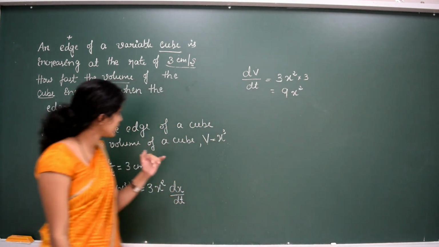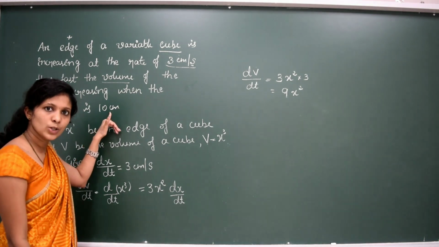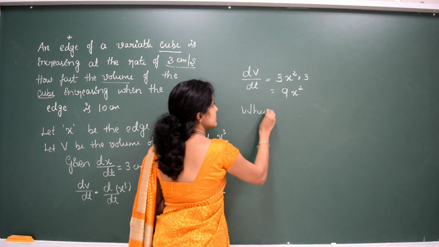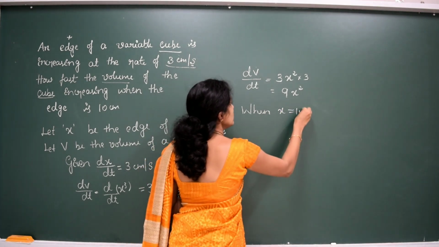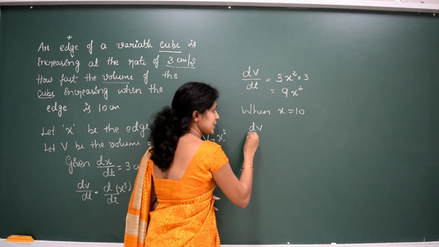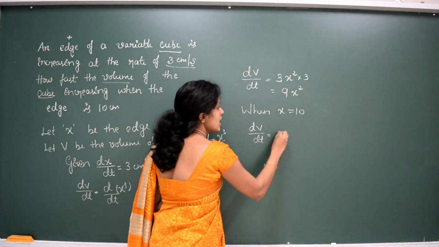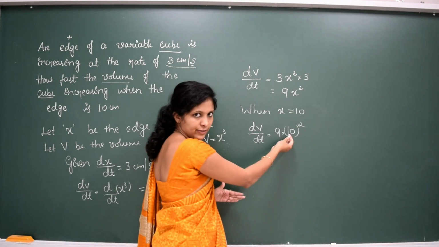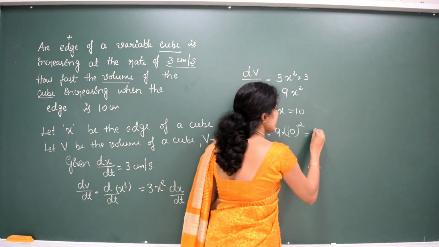Now you have to find when the edge of a cube is equal to 10. That is when x is equal to 10. What will be the value? So dV by dt is equal to 9 into 10 square. So 10 square will be 100. 100 into 9 will be 900.